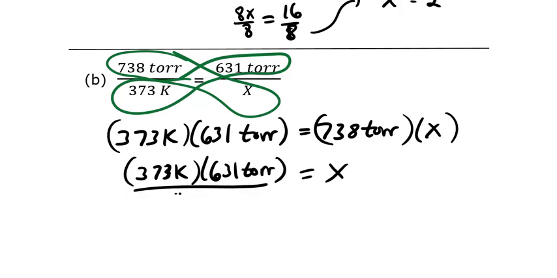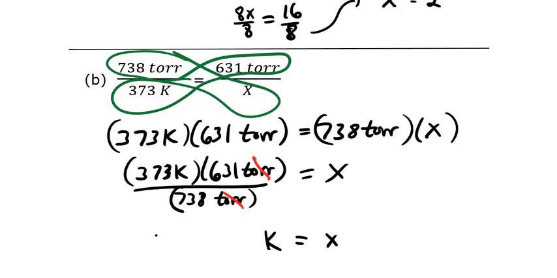And divide it by 738 torr. All right, now we have to simplify the left because we have x by itself. So we cancel the torrs on the top and the bottom. We know our answer will be in kelvins. So we can rewrite: x equals something Kelvin, and then you just do the math part, 373 times 631 divided by 738.